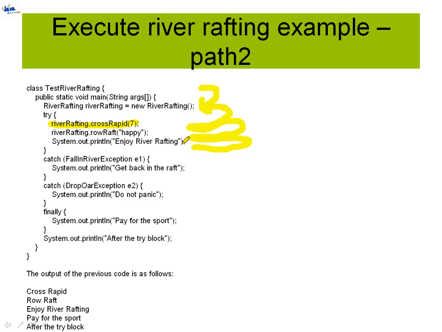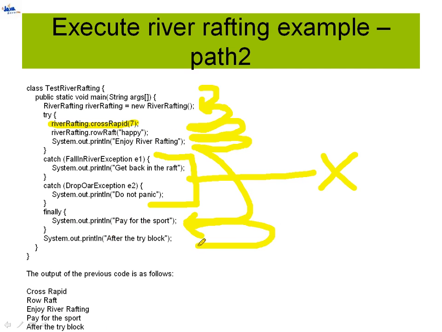So it prints enjoy river rafting, and then the code will not execute this because no exception was thrown, but the code will execute the finally block. So after it prints enjoy river rafting, it comes to the finally block and outputs pay for the sport, and then of course this line which is after the try catch block. It follows the try catch block.